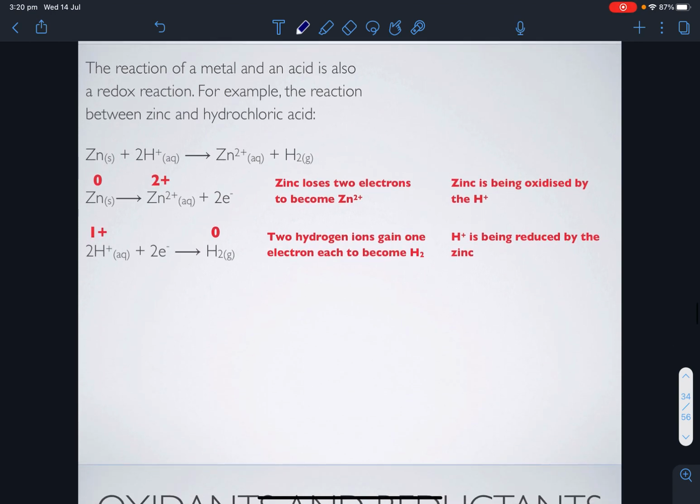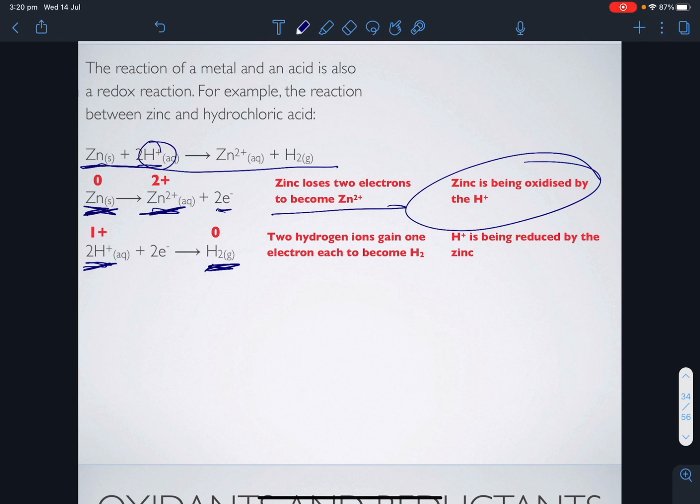Oh, I haven't got any lovely diagrams here. Anyway, the reaction of a metal and an acid is also a redox reaction. Here I've got an example of zinc and hydrochloric acid. So break it in half. Oh, which I've done. I've done it all together, zinc and H+. Remember H+ is an acid. So we've got zinc going to zinc 2+. So it's given up 2 electrons. And we've got the acid, 2 acids there, and 2 electrons going to the hydrogen gas there. Okay, so zinc loses 2 electrons to become zinc 2+, so it must be oxidized by the hydrogen ions, or by the acid.